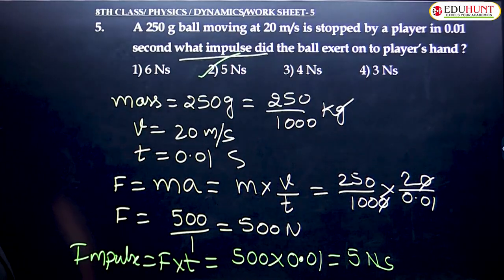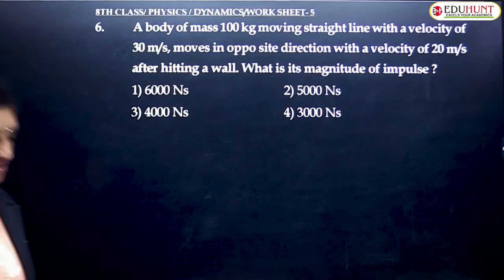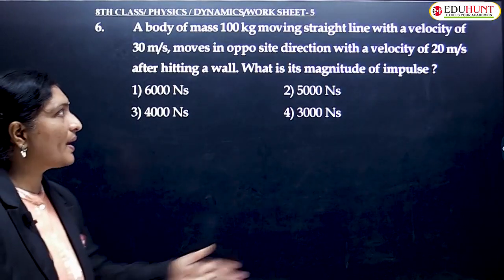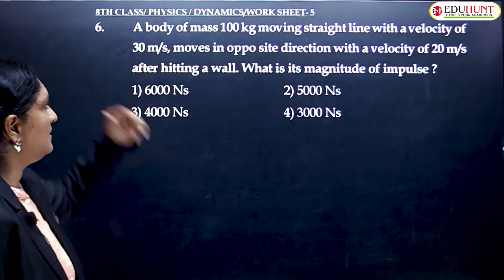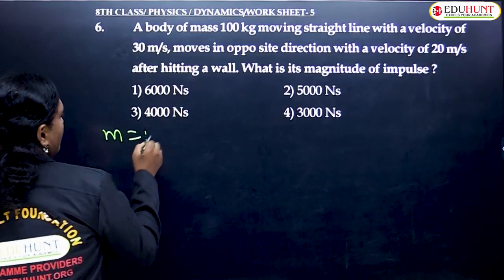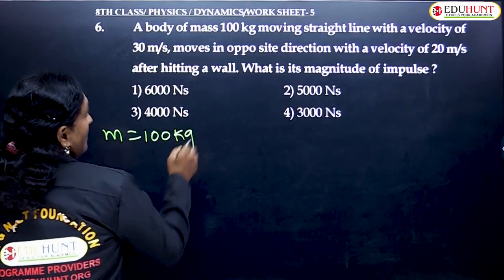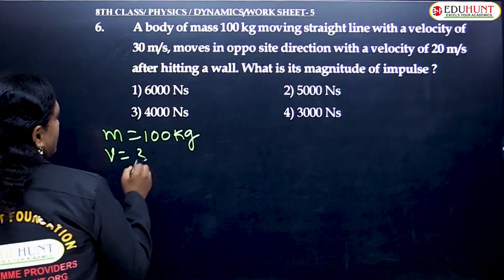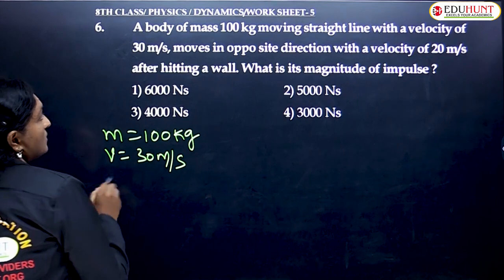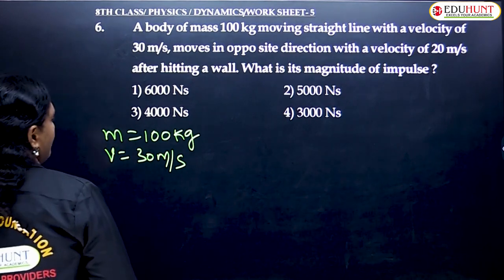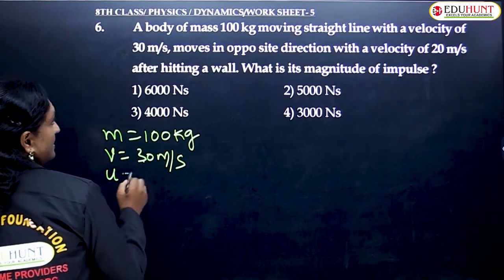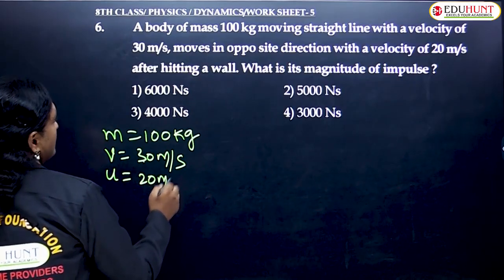Okay, moving ahead. Sixth question. A body of mass 100 kg moving in a straight line with a velocity of 30 meter per second. So let us try to write down the given data. Mass is given to be 100 kg. Velocity was given as 30 meter per second, moves in the opposite direction with a velocity of 20 meter per second. Okay, so two velocities are being given. One is 30 meter per second, the other is 20 meter per second.